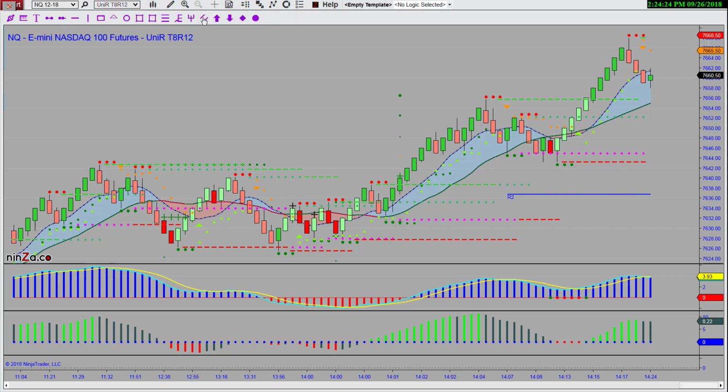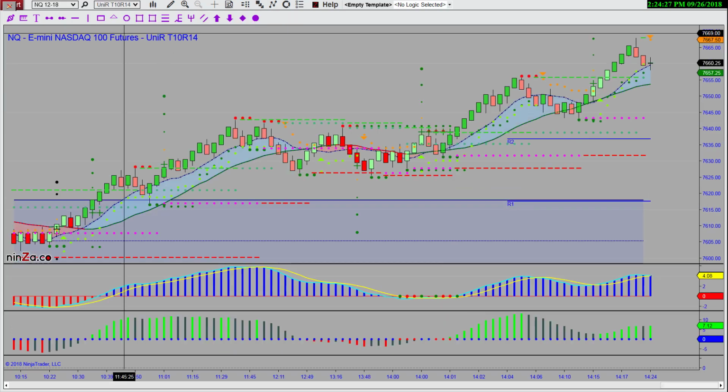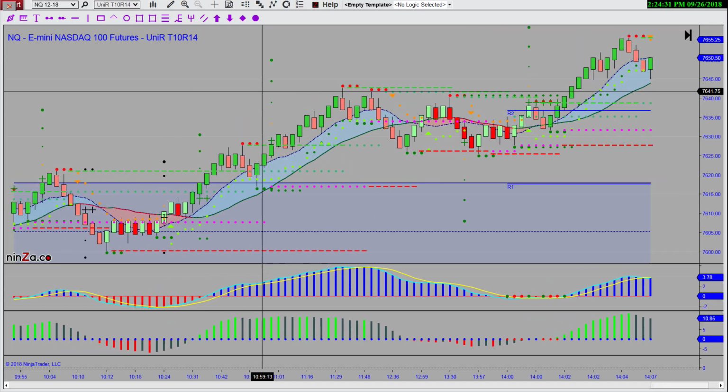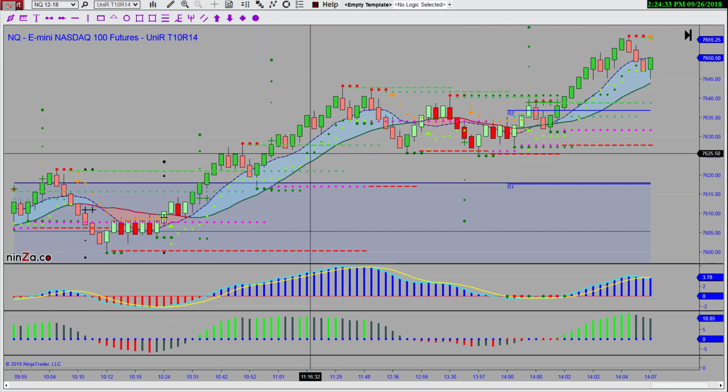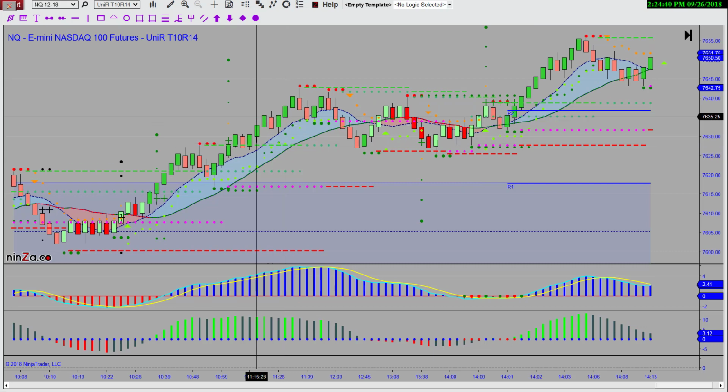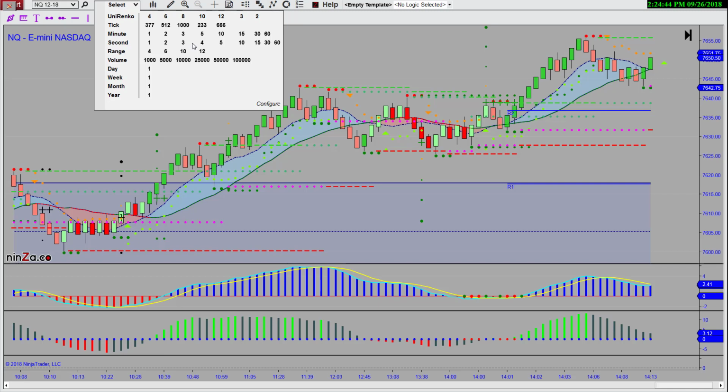Well, I'll use a 10/14. That does tend to work fairly well. What it does is I get a lot of the continuation patterns when I do that. It doesn't mean that I don't get continuation patterns in the other charts, but I get more in the 10/14 than I do any other on the NASDAQ.